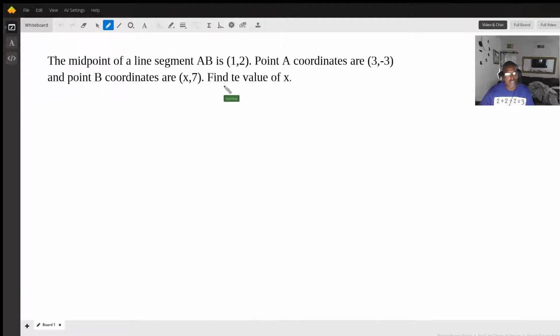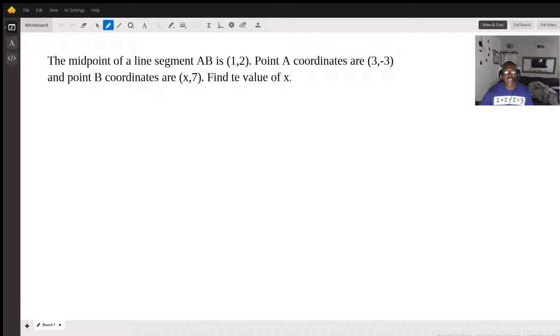Okay, the question is, the midpoint of a line segment AB is (1, 2). Point A's coordinates are (3, -3), and point B's coordinates are (x, 7). This is the problem here, the x. We don't know it. We want to find the value of x.